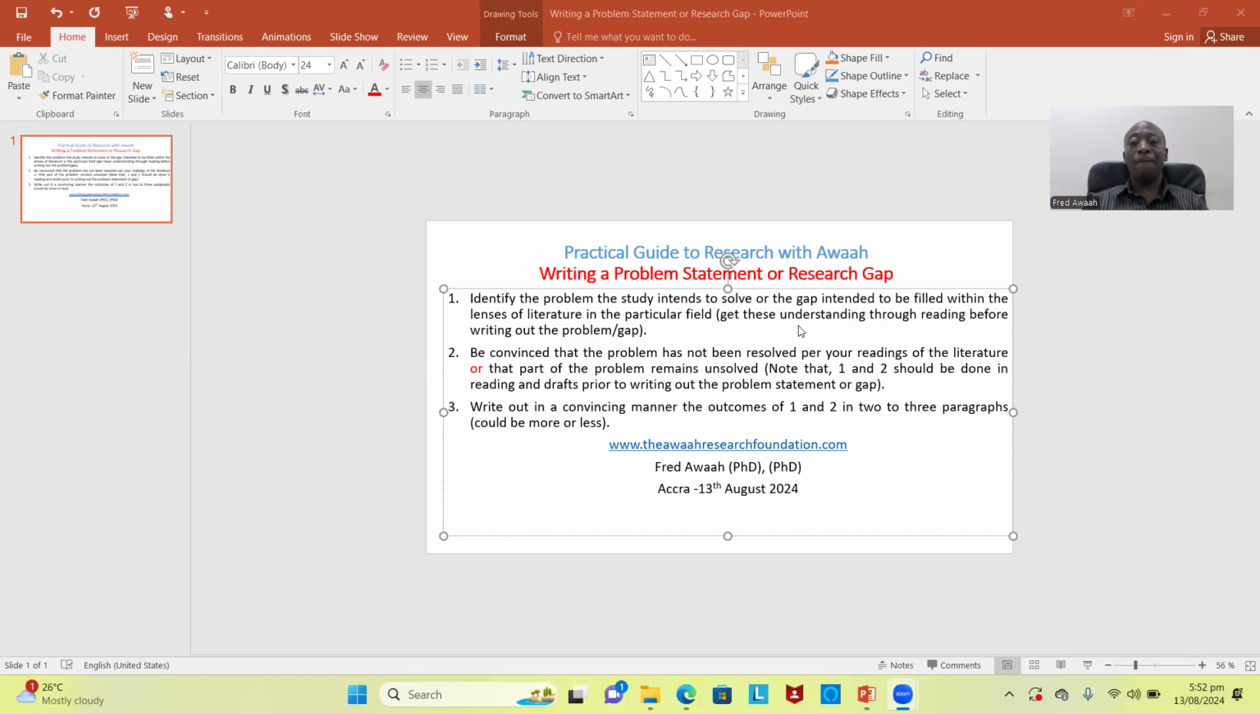So clearly, to write a problem statement or to fill in a gap, you must do some reading around the area that you intend to investigate in bits to ensure that you get the gap or the problem statement clearly within the lenses of literature. Remember that at this stage, you are reading to understand the area and then find your niche where the problem or gap is. Number two, be convinced that the problem has not been resolved per your reading of the literature, or that part of the problem remains unsolved.